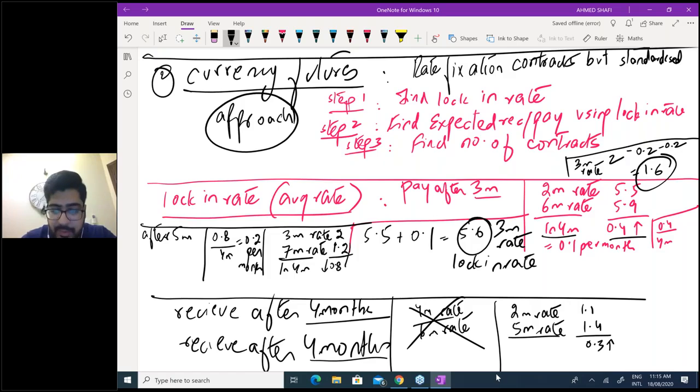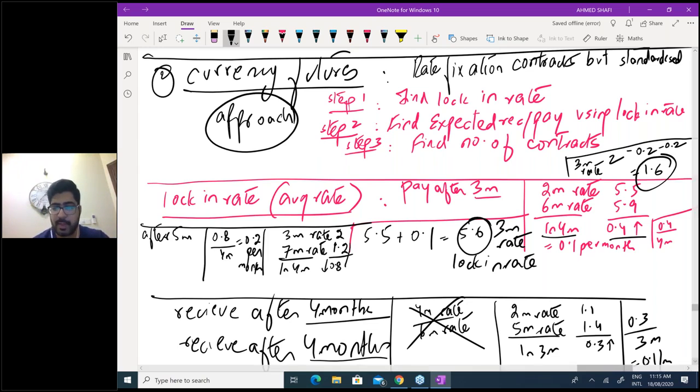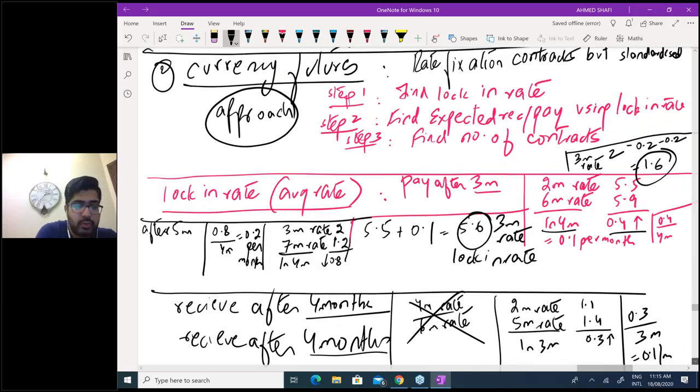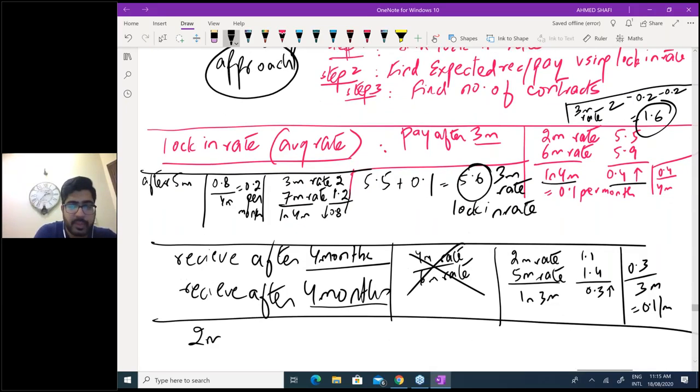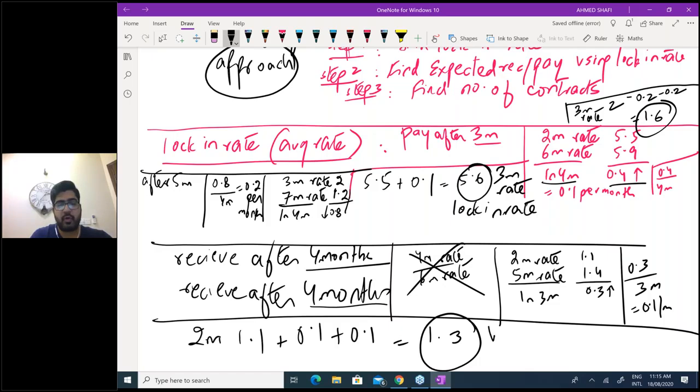0.3 rising in 3 months. So it's going to be 0.3 over 3 months, 0.1 per month. So it's rising by 0.1 per month. You are given the 2-month rate. It's 1.1. You need a 4-month rate, so you need to move 2 months more. It's rising by 0.1 each month. So add 0.1 one time, so it moves to 3 months, and then 0.1 one more time, so it moves to 4 months, 1.3. This is called the 4-month lock-in rate.